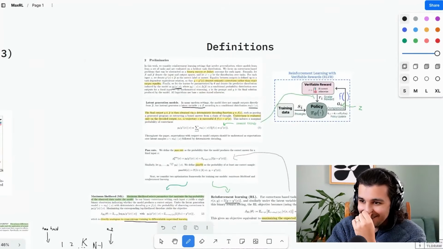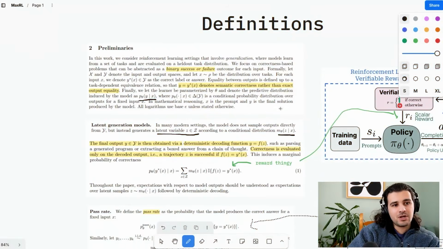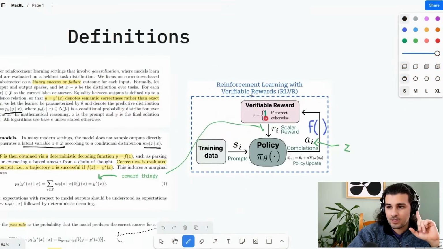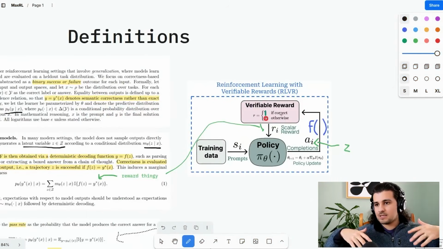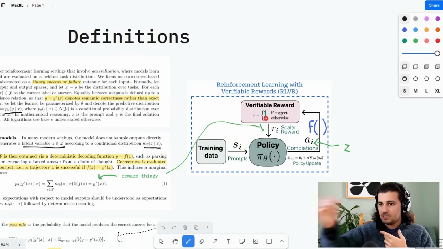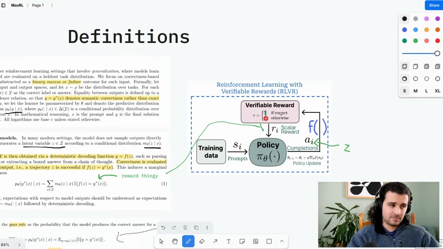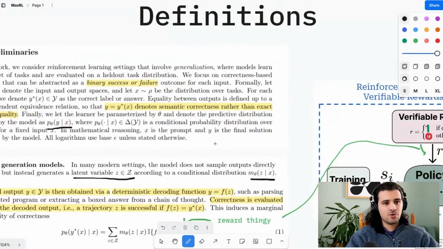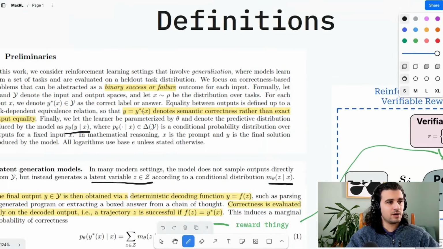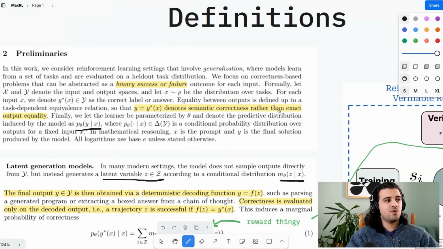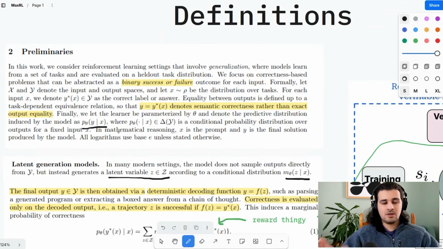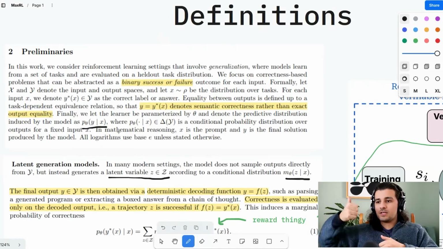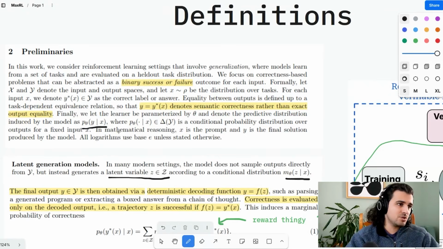We're going to go, and I'm going to do my best here. So the situation we're in right now is RLVR with 1 and 0. There's no continuous reward here. Everything I'm talking about is just correct answers. Like code, is it running or not? Math, is it good or not? That sort of stuff. So it's a binary success or failure outcome, and we have some notation, right? Here, y equals y star of x denotes semantic correctness rather than exact output equality. So it's good enough to get a 1, and if it's not good enough, you get a 0.